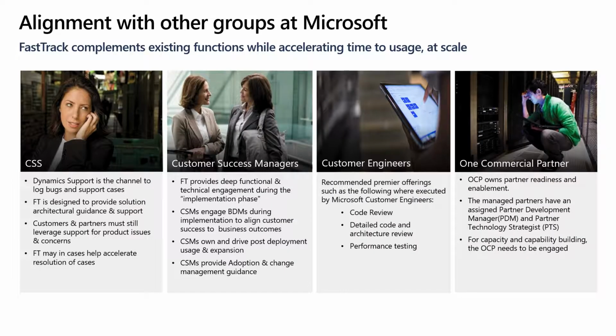Alignment with other groups at Microsoft. FastTrack works with other groups at Microsoft. You might be working with the people from these teams already and might not be aware of it. CSS is our support organization. When you create a support ticket, CSS is the organization where our support engineers are in. They will be working with you on that support ticket.